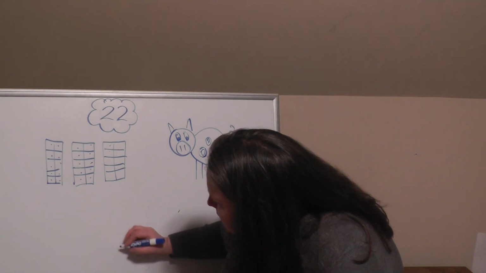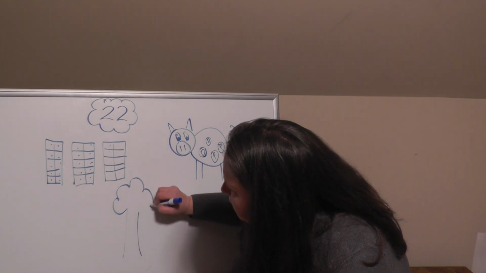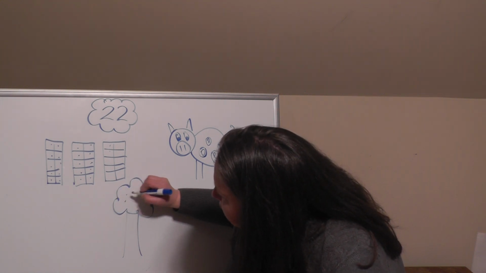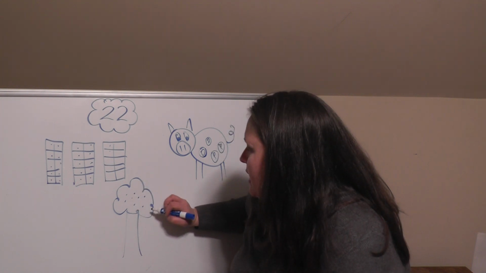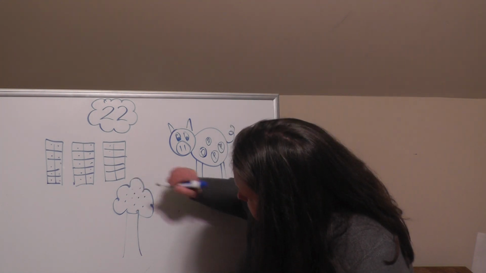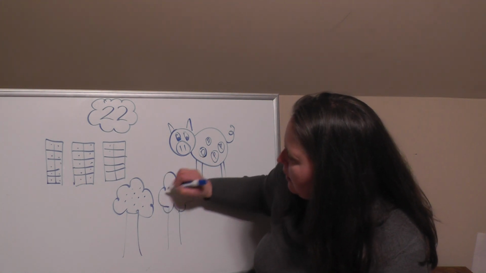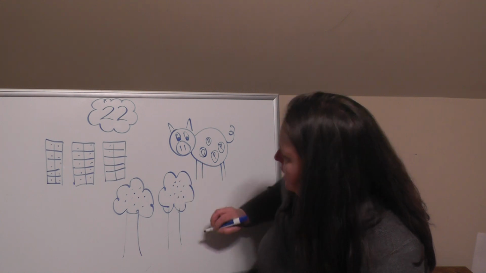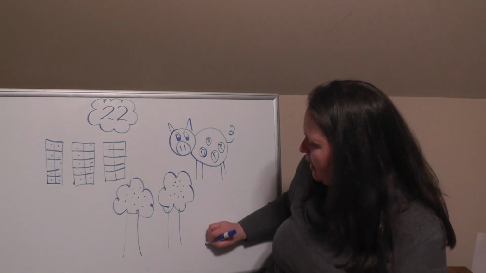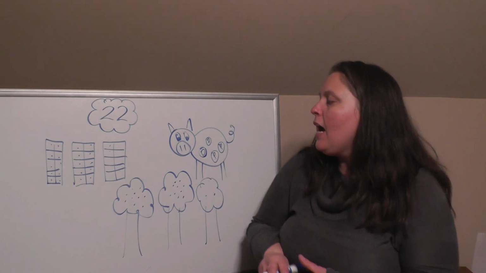And then we like to do something fun, usually. So maybe it's a tree with cherries. I don't know. So let's see. That is 10. 1, 2, 3, 4, 5, 6, 7, 8, 9, 10. So we have 20, and this little tree over here only has 2.